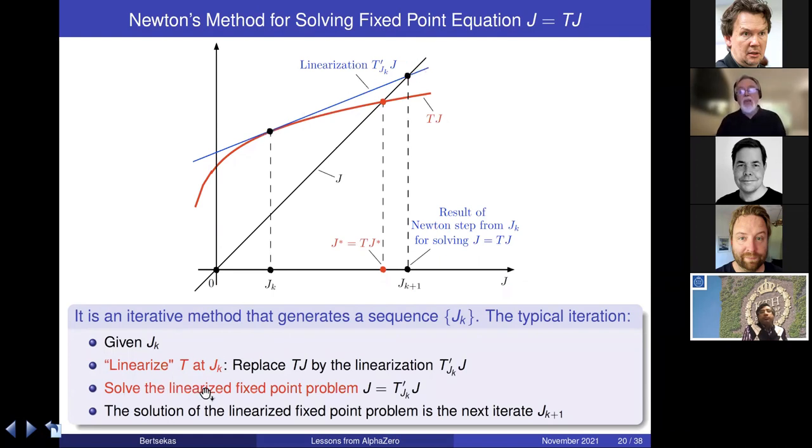We now solve the linearized fixed point equation. In other words, we find this point here, and that's the new iterate Jk plus one. So that's what Newton's method does. And it's pretty similar to one of the things I showed you earlier for online play and for one step look ahead.